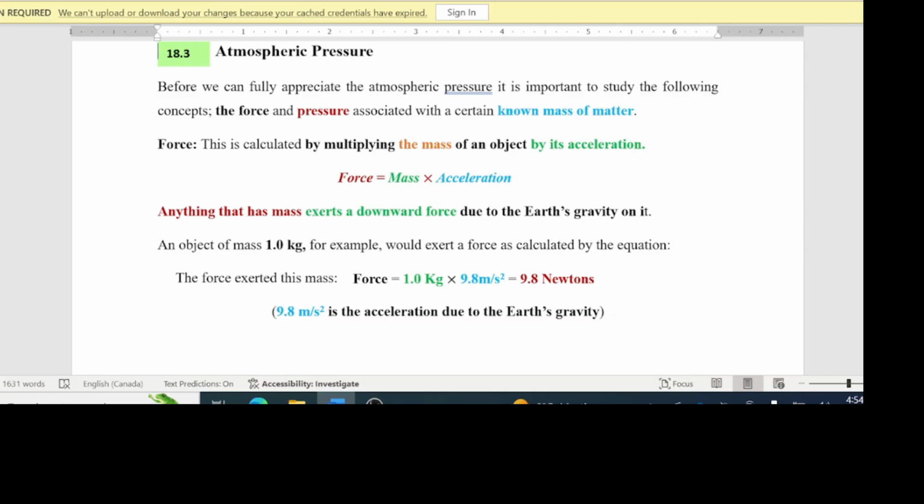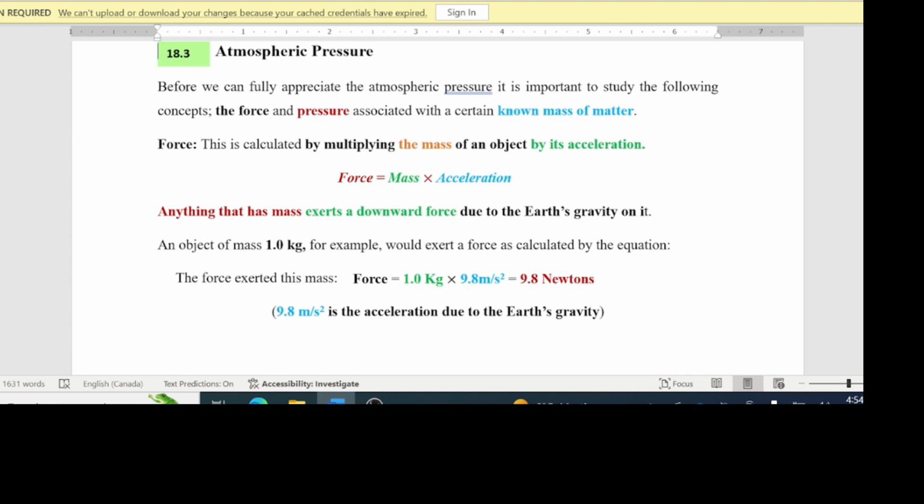Force. This is calculated by multiplying the mass of an object by its acceleration. And we use this equation here. So, if you want to calculate the force exerted by a known mass of matter, you multiply its mass in kilograms by its acceleration. But in this case, we are only interested in knowing the force exerted on that piece of matter by the acceleration due to the Earth's gravity. So anything that has mass exerts a downward force due to the Earth's gravity on it.